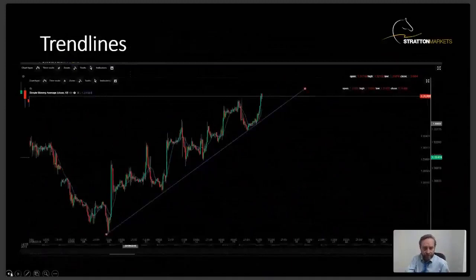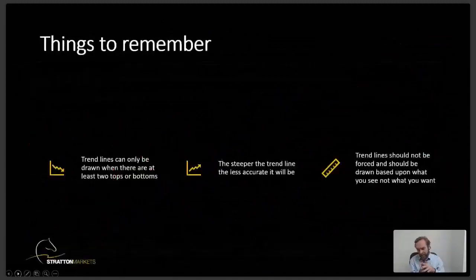Here's the thing to remember when you're looking at chart patterns and trying to identify an uptrend or downtrend: trend lines can only be drawn when there are at least two lower tops or two lower bottoms. And the steeper the trend line is, the less accurate it's going to be. So if you try and force it, it's not going to be very accurate. You should not force it. It should be drawn based upon what you see, not what you want to see or what you think.